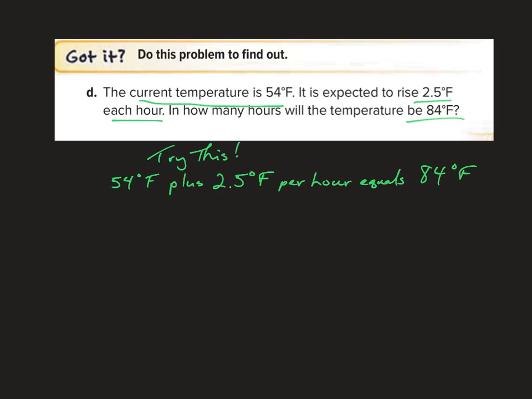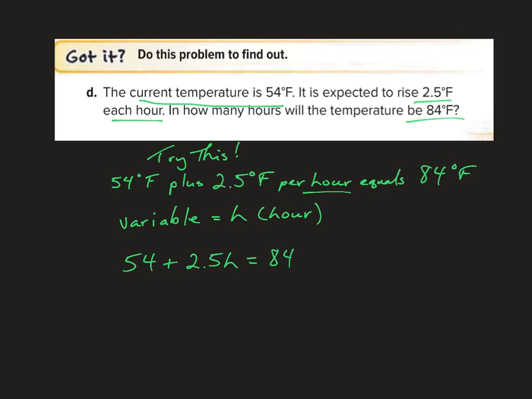And to identify our variable, we're going to identify hour. So the variable is going to be H, which stands for hour. And now we can write our equation. So I'm going to write this as 54 plus 2.5H, so 2.5 Fahrenheit per hour, is equal to 84 degrees.